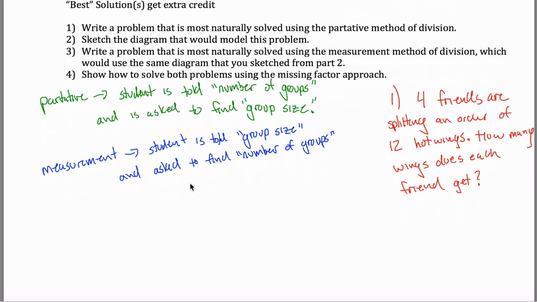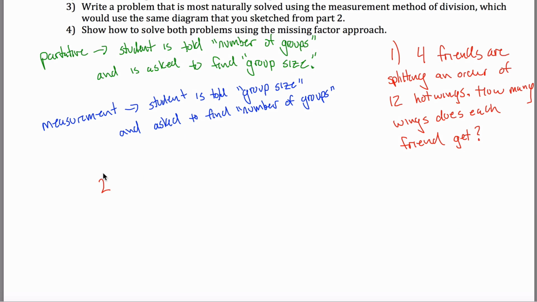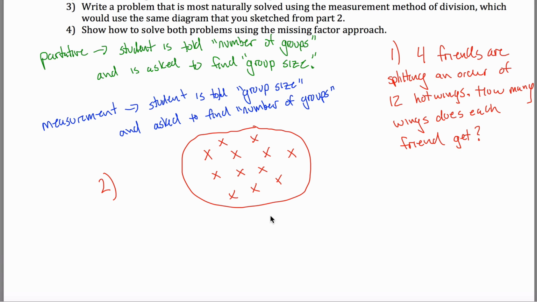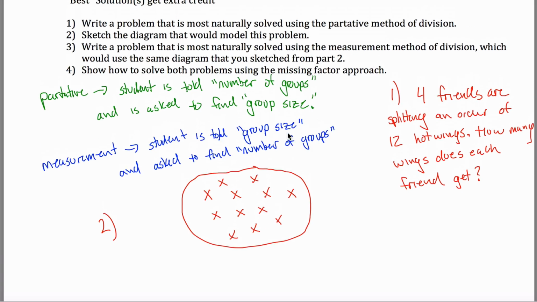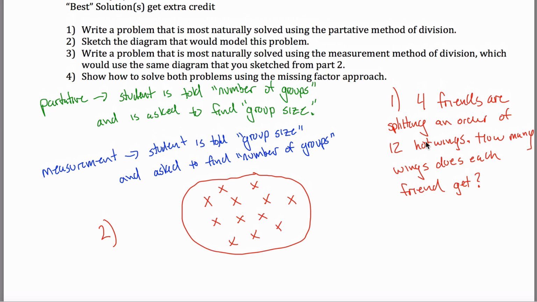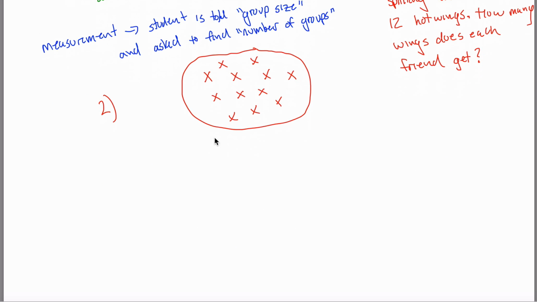So for part 2, when we sketch our diagram, really what's going on is you have these 12 wings up here. 1, 2, 3, 4, 5, 6, 7, 8, 9, 10, 11, 12. I have these 12 wings, which I'm going to use X's to represent because I'm lazy like that. And I know that I have 4 friends splitting these up. So I already know how many groups I'm going to have. There's one group, there's my second group, there's my third group, and there's my fourth group.